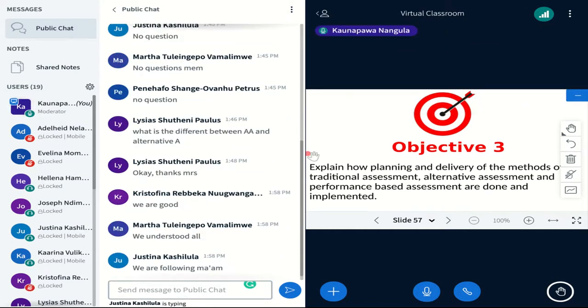Now we're going to look at objective 3, which is explaining how planning and delivering of the methods of traditional assessment, alternative assessment, and performance-based assessment are done. Like, how are they done and implemented? So that's what we're going to look at now.